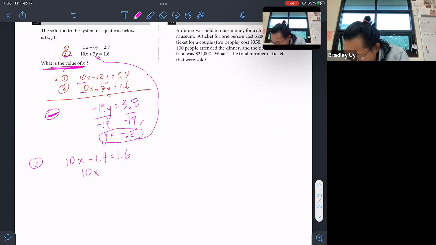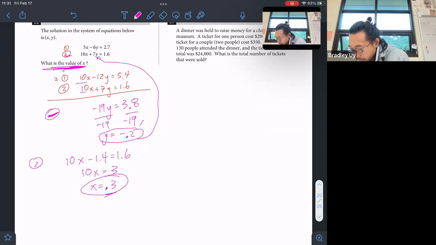So 10x, right, I'm going to add 1.4 to both sides, equals 3. And so my x is 0.3. And you're going to bubble that in. You don't need the 0 in front of the 0.3. Okay, you just bubble in 0.3.